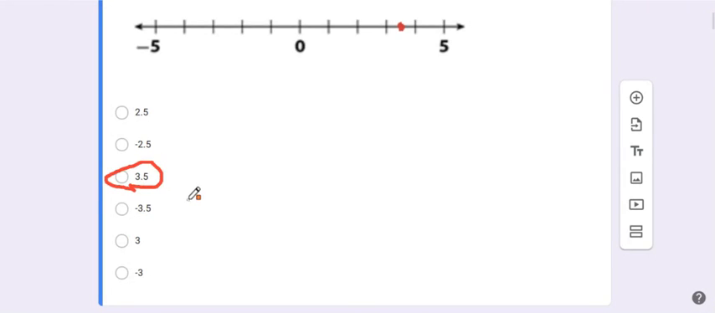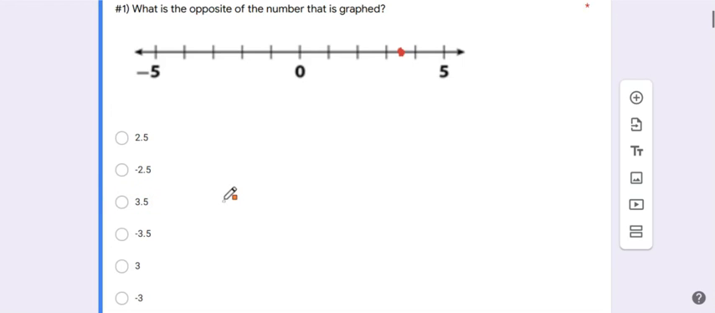Okay, so 3.5 would be my answer, but it says what is the opposite of the number that is graphed. So if this is 3.5, well, what is the opposite of 3.5? Well, that would be negative 3.5, right? So just be sure you're double checking. You're actually answering the question that is asked.